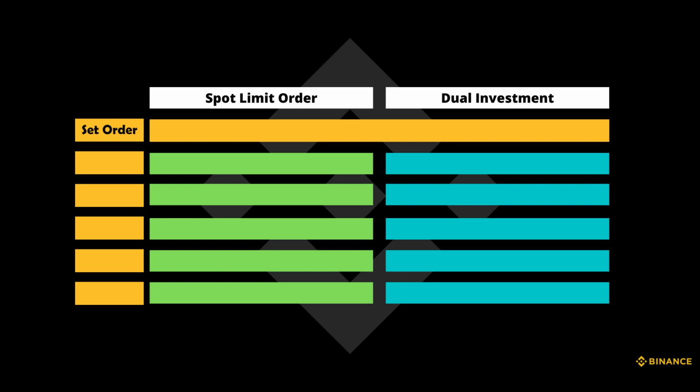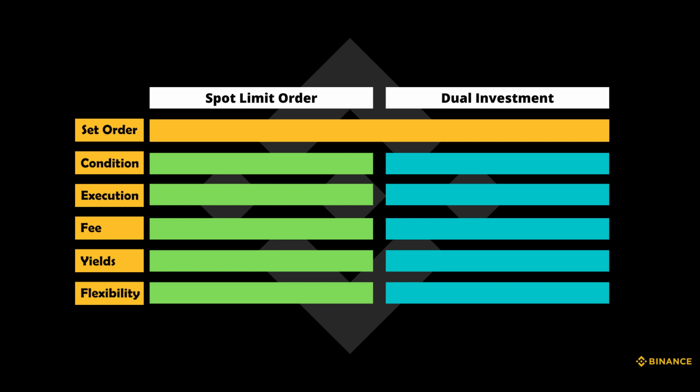At the beginning of this video, we mentioned that we shall get to a point where we compare the dual investment feature against another Binance feature called the spot limit order. One thing that we would like to point out is the dual investment feature is actually similar to the spot limit order. We are going to be using 6 traits to compare them. These are set order, condition, execution, fee, yields, and flexibility.